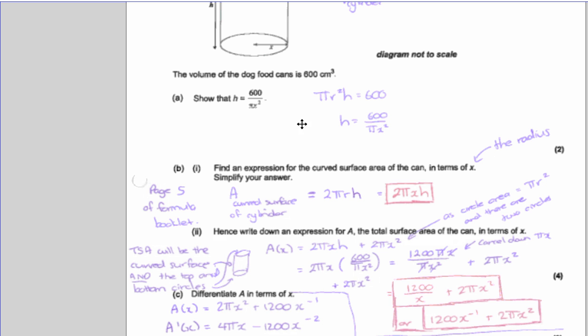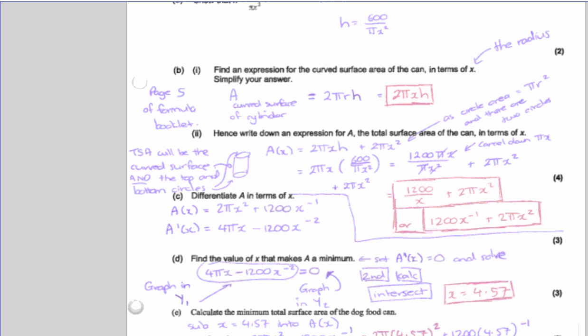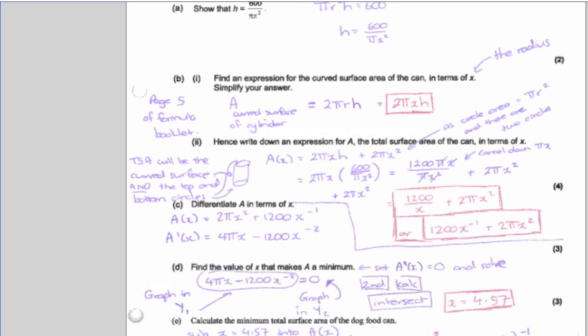So from page 5 of the formula booklet, curved surface area is 2 pi rh. So basically, because x is equal to the radius, instead of going 2 pi rh, we can just go 2 pi xh. You can see x and the radius are the same thing. That's done. Hence write down an expression for A, the total surface area of the can in terms of x. Okay, so the total surface area of the can is equal to 2 pi xh.